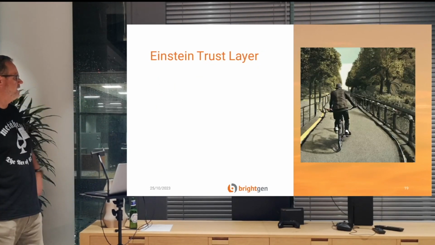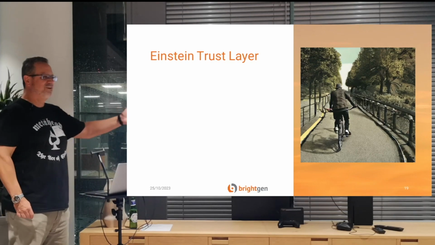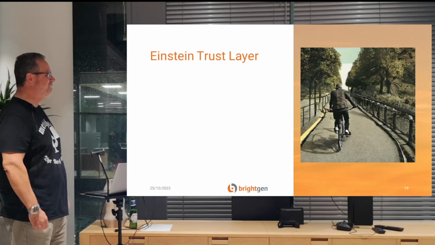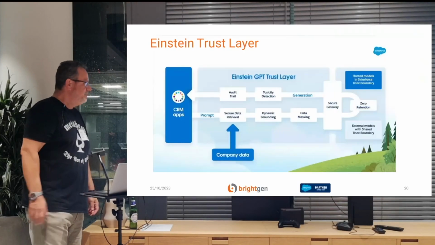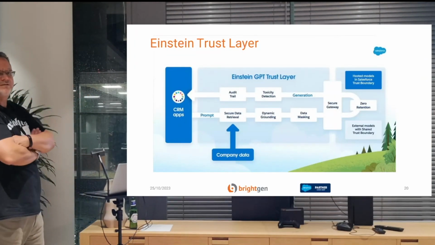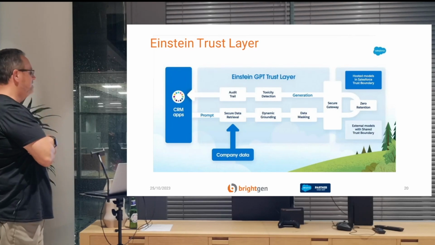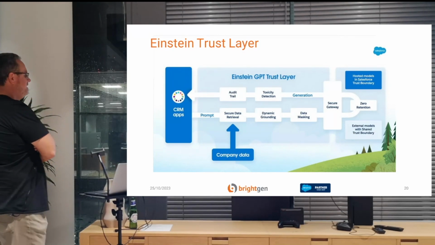Next thing, the Einstein Trust Layer with its guidelines. Guardrails, that's what I said. Give me some guardrails. Give me a bloke on a bike with some guardrails. Look at that. What an image. Anyone seen this image before yet? So it's appeared a few times.